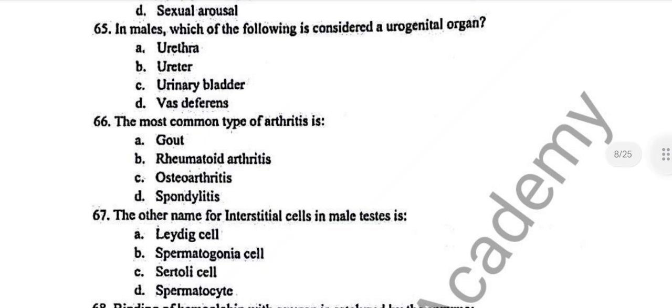Question number 66. The most common type of arthritis is A. Gout, B. Rheumatoid arthritis, C. Osteoarthritis, D. Spondylitis. The correct option is C. Osteoarthritis is the common age-related degenerative joint disease.